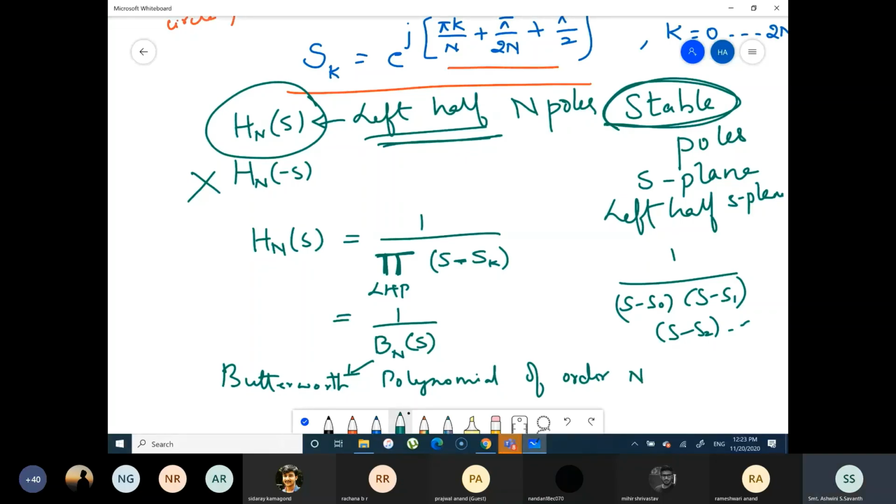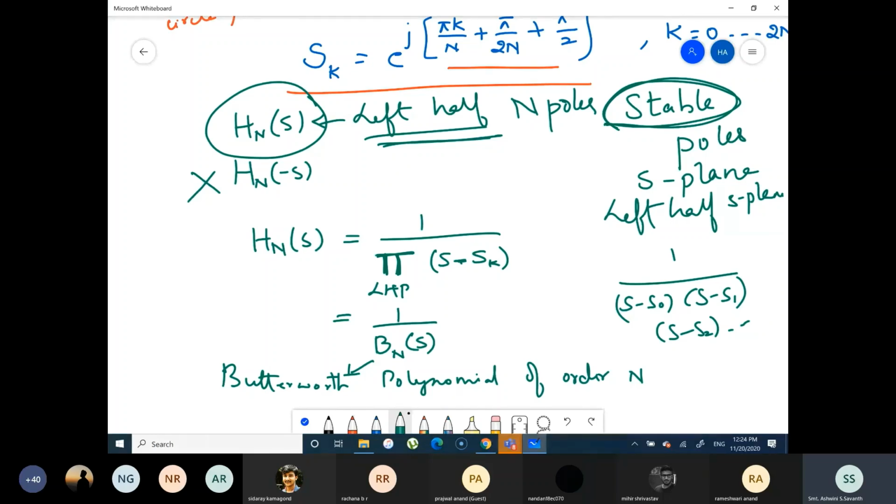The denominator polynomial that you obtain by multiplying all the left half poles is called the Butterworth polynomial of order n. This Butterworth polynomial is calculated for all the orders starting from n equals 2, 3, 4 like that, and an annexure will be created actually.